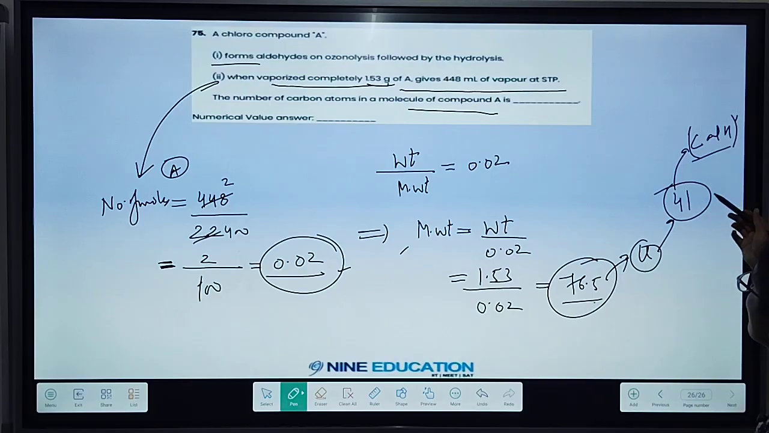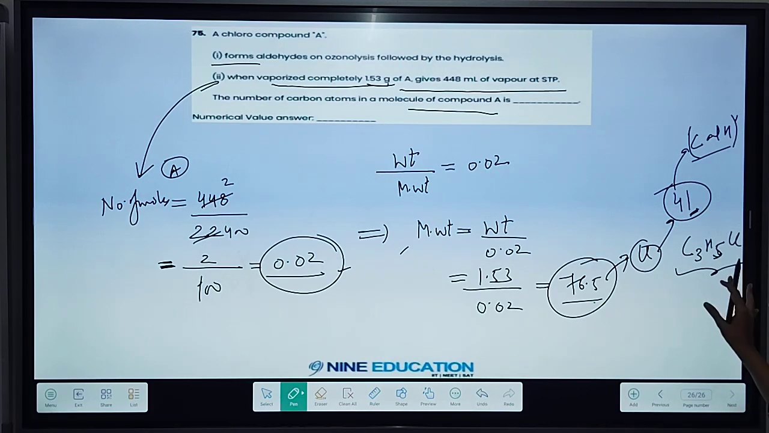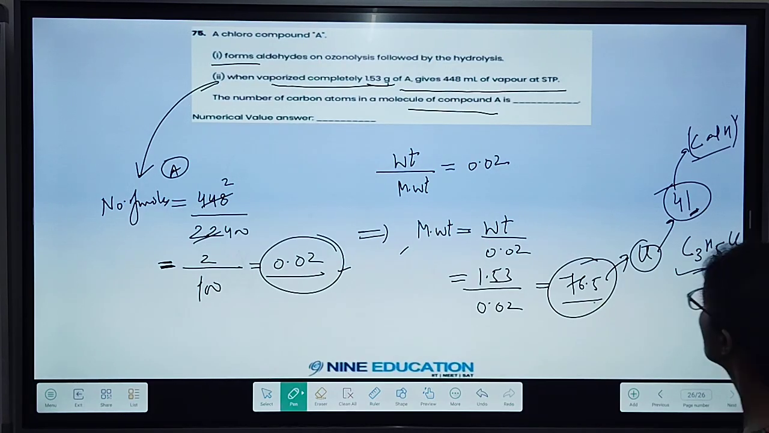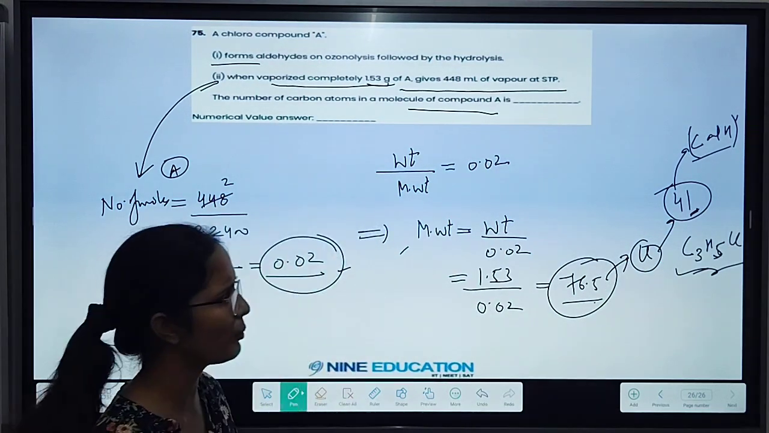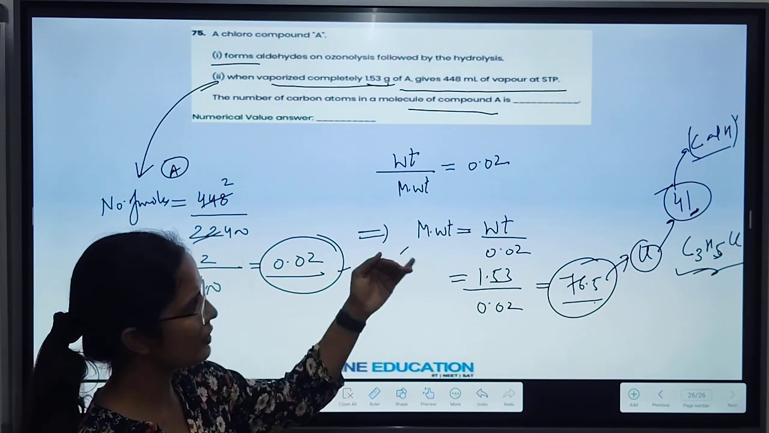If 41 is there, let us say 3 carbons are there. 3 carbons means the mass will be 12 into 3, 36, and the rest of the mass will be 5, so 5 hydrogens would be there. So the formula which will be coming is C3H5Cl. So it is a 3 carbon compound, and as you can see, the formula has double bond equivalent 1, meaning it has some alkene-like structure, and the molecular weight is also satisfied. You can do it with trial and error, or you can apply the formula also. There is no issue, but I just did it with trial and error.